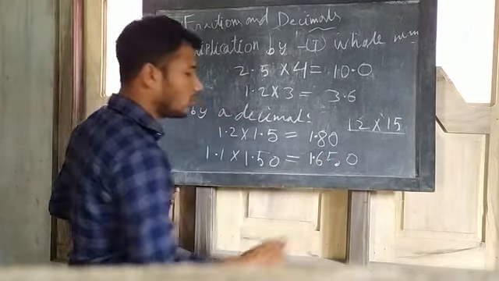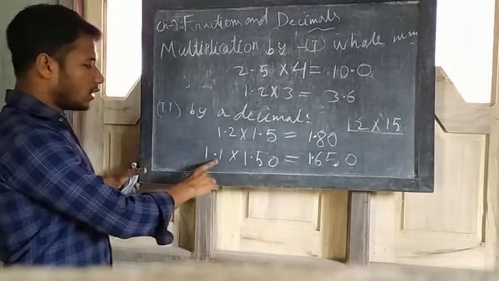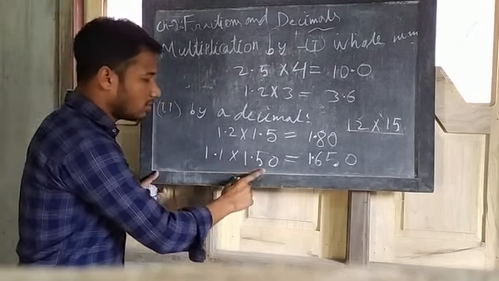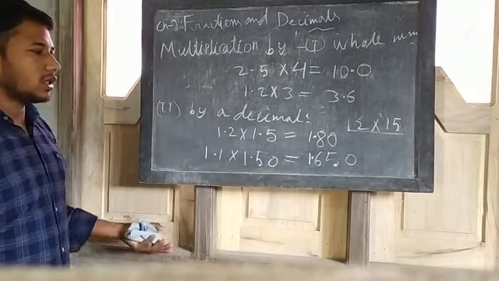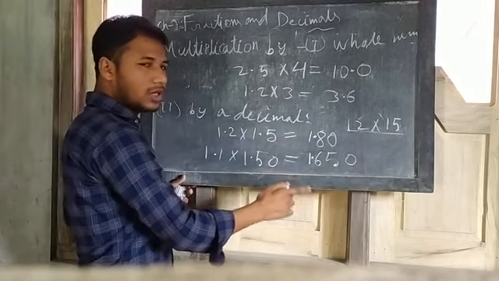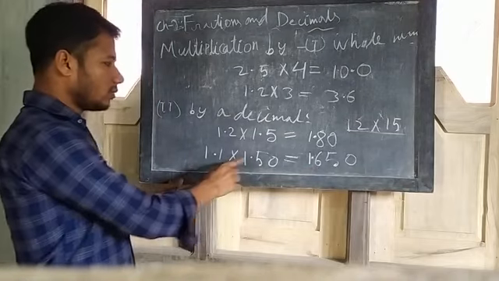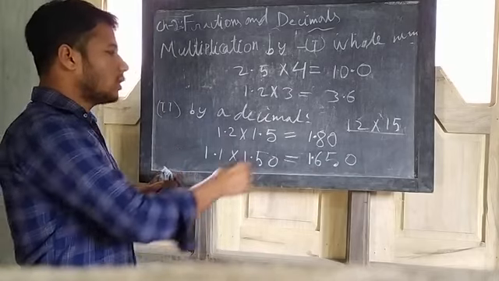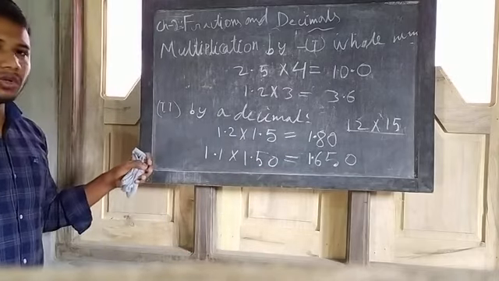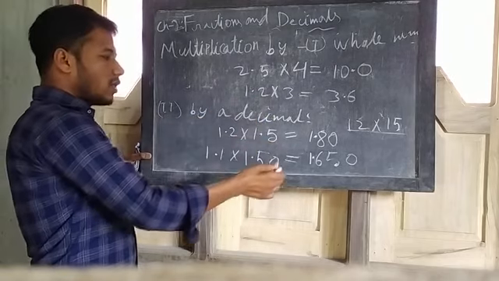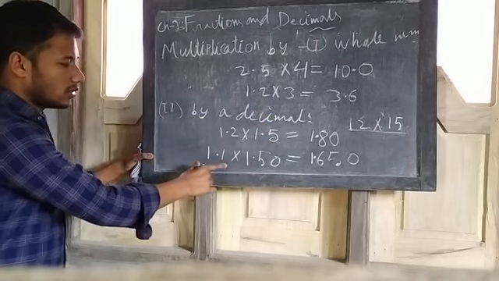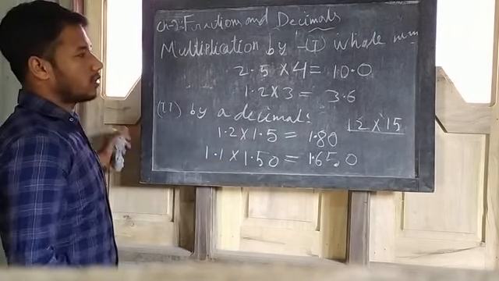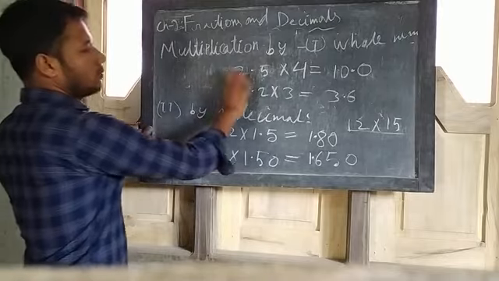So the numbers of digits after the point will be added in the multiplication. Here the decimal is before one digit and here the decimal is before two digits. So in the multiplication, the decimal will be before 3 digits from the right side. Okay. So if we multiply two decimal numbers, in the multiplication the decimal point will be placed as many digits from the right as the total digits after the points.